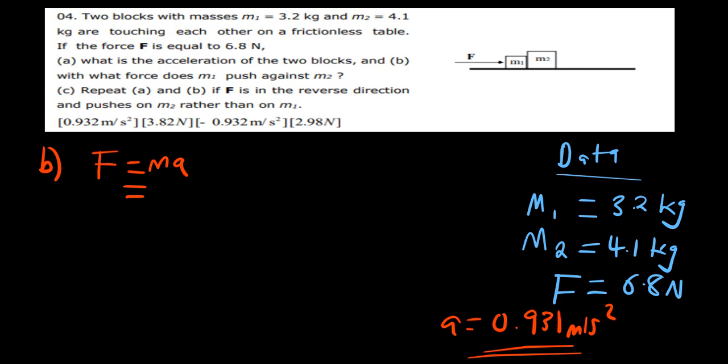The mass for m2 is 4.1, and the acceleration is 0.931. This is what we are going to use, because the same force that m1 pushes on m2 is the same force that m2 pushes on m1. That's why we use the mass for m2, because it will also exert a force that is opposite but equal, according to Newton's law.